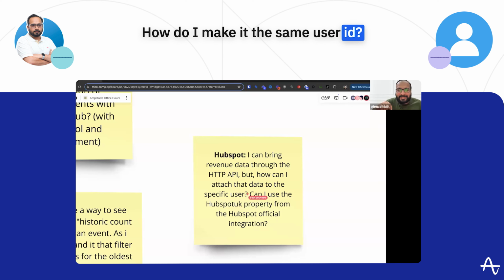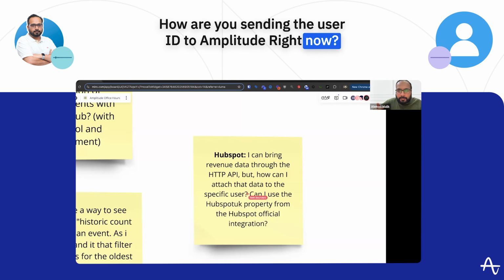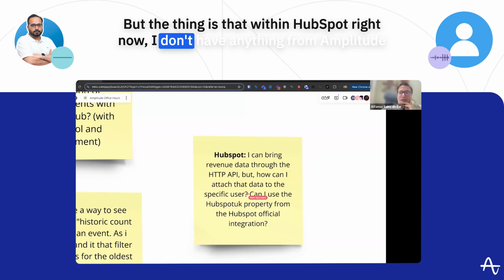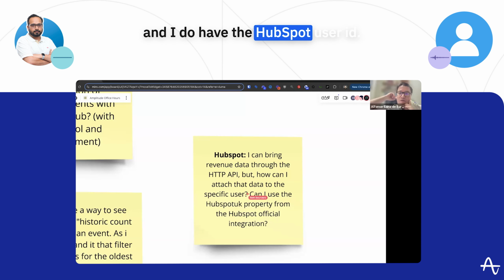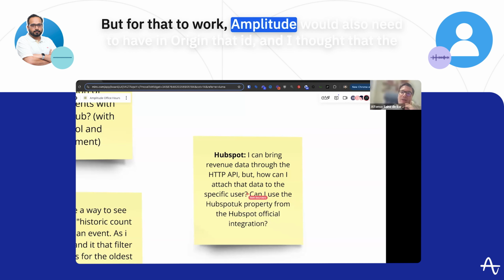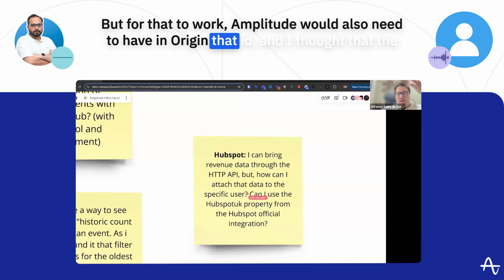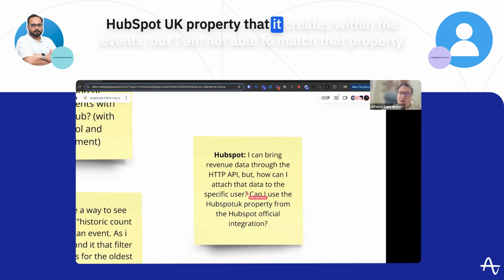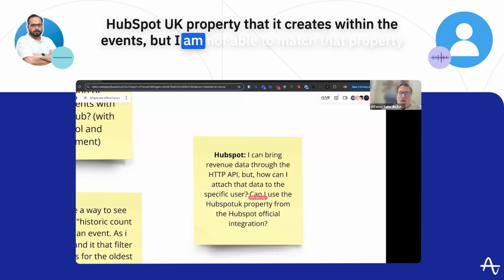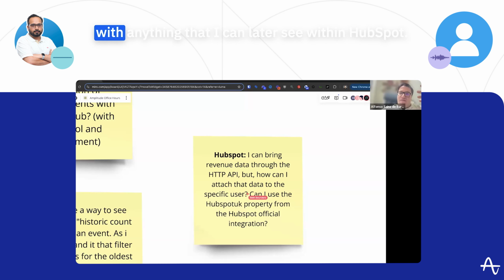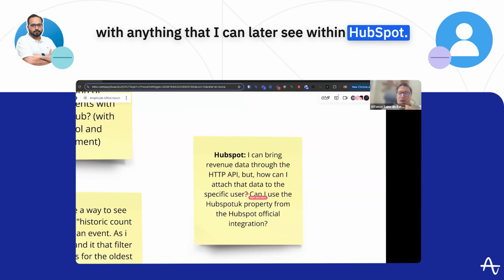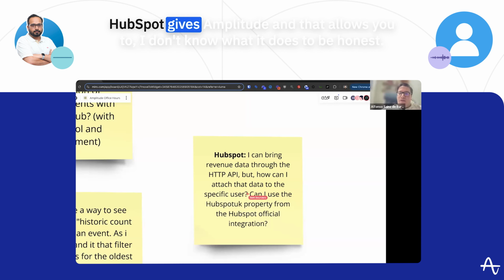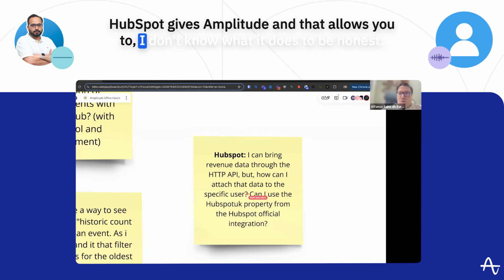How do I make it the same user ID? How are you sending the user ID to Amplitude right now? Right now, I've created a Make automation to bring the data. But within HubSpot right now, I don't have anything from Amplitude. I do have the HubSpot user ID, but for that to work, Amplitude would also need to have that ID. I thought the solution would be this integration and the HubSpot UK property that it creates within the events, but I am not able to match that property with anything I can later see within HubSpot. From what I've seen, that property is like a cookie that HubSpot gives Amplitude, and I don't know what it does, to be honest.